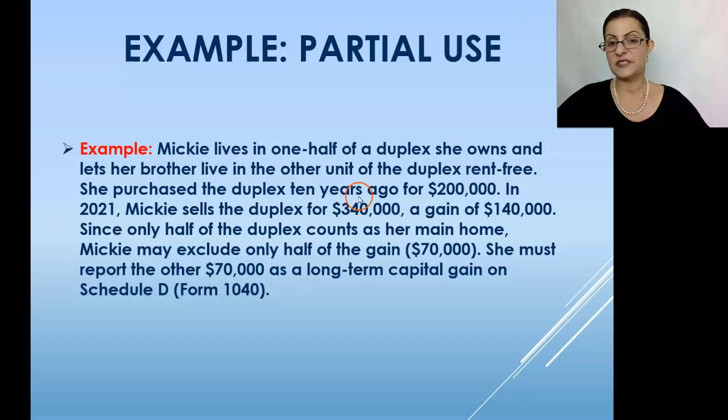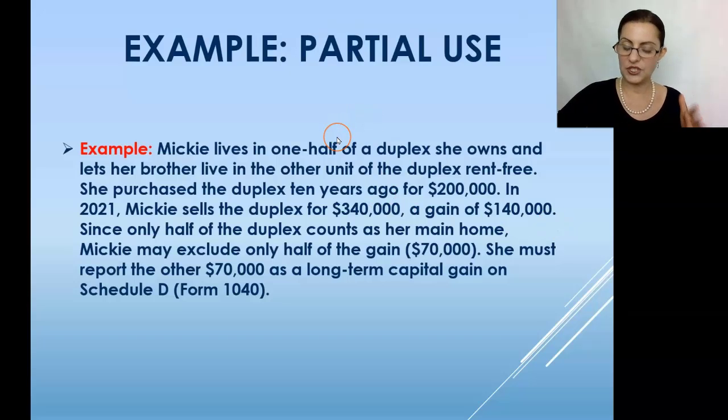She purchased the duplex 10 years ago for $200,000. This is her cost basis, right? This is what she paid for it. In 2021, Mickey sells the duplex for $340,000, which is a gain of $140,000. So this is her gain. Her gain is $140,000, the difference between what she sold it for and her cost basis, what she paid for it. But only half of the duplex counts as her main home.